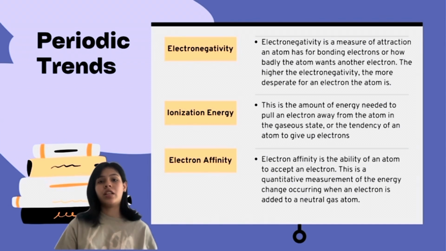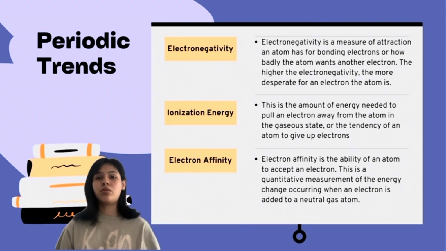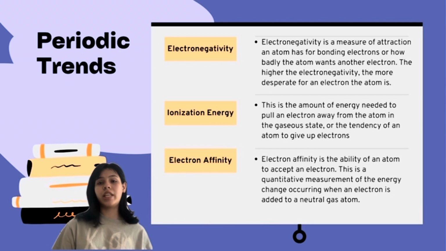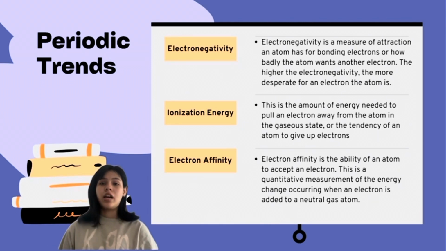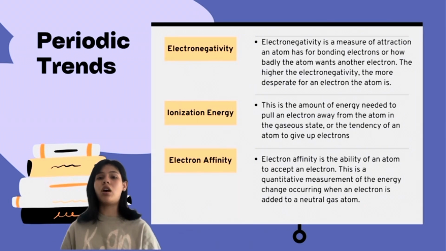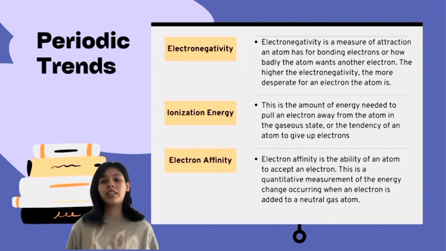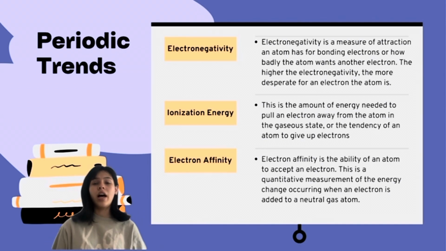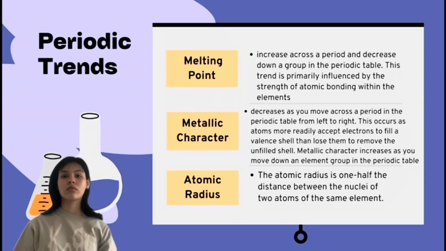Ionization energy. This is the amount of energy needed to pull an electron away from an atom in a gaseous state, or the tendency of an atom to give up electrons. Electron affinity. Electron affinity is the ability of an atom to accept an electron. This is a quantitative measure of the energy exchange occurring when an electron is added to a neutral gas atom.